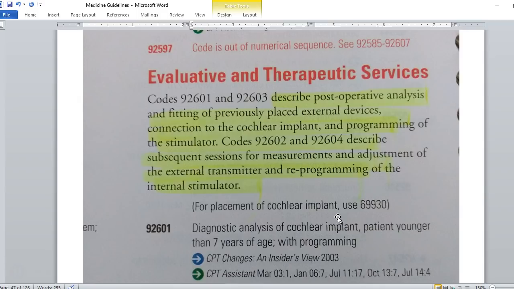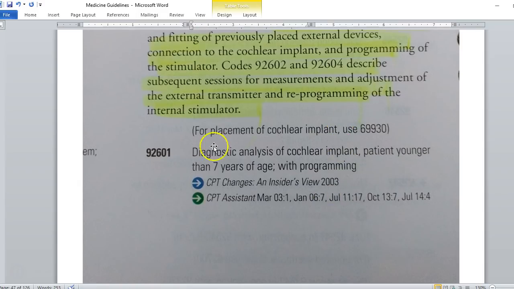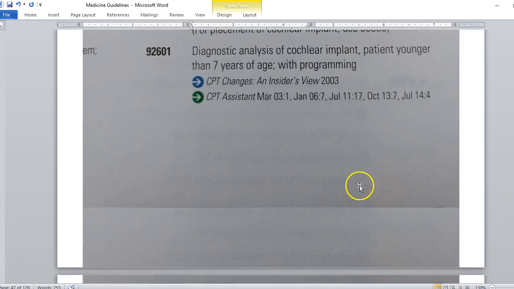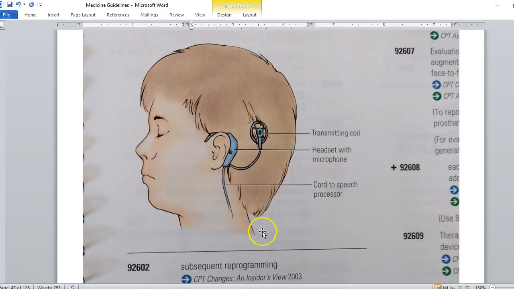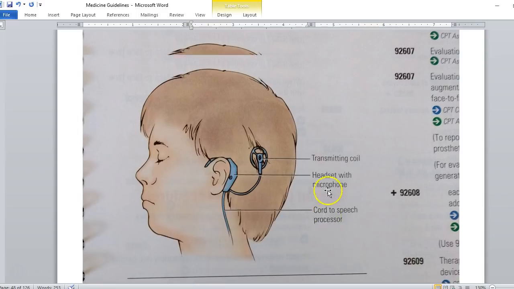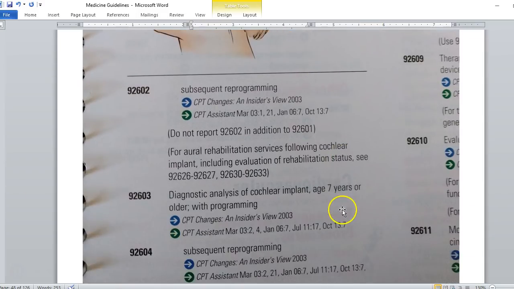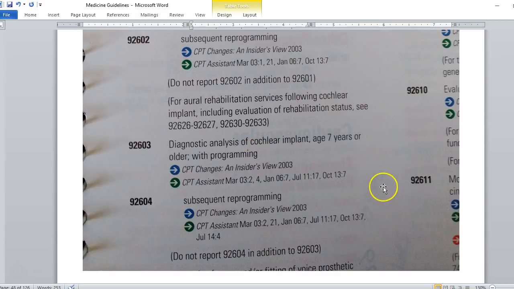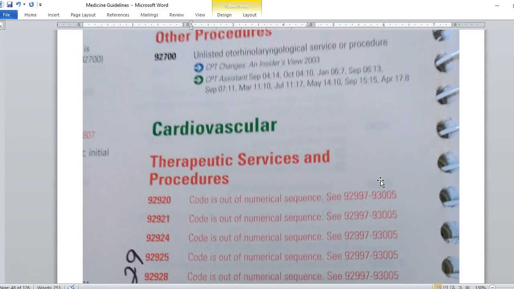So they tell us codes 92601 and 92603 describe the postoperative analysis and fitting of previously placed external devices, connection to the cochlear implants, and programming of the stimulator. Codes 92602 and 92604 describe subsequent sessions for measurement and adjustment of the external transmitter and reprogramming of the internal stimulator. And again, these are based on age, younger than 7 years and older than 7 years. And again, here's the cochlear device. So again, we have to remember there's a processor in there, there's a battery pack, there's programming, and there's reprogramming to be done. We can also do a diagnostic analysis, again, to make sure it's functioning properly.